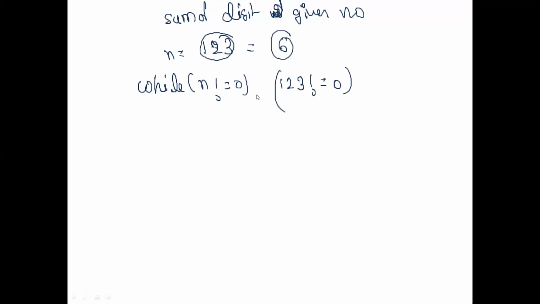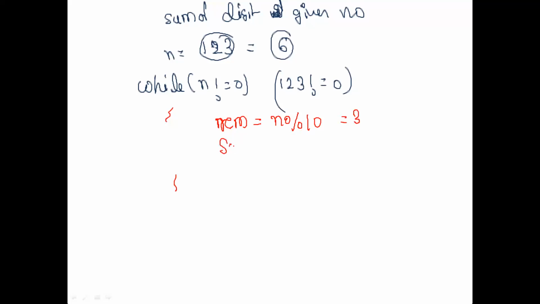So the number is 123. Firstly, we will check 123 not equal to 0. Condition true, we will come inside the loop. When we come inside the loop, the first task is to take out the digit which you want to add. So you will take a variable, suppose remainder. When you do remainder equal to n mod 10, you will get the remainder. 123 mod 10, you will receive the remainder 3. So the first remainder is 3.